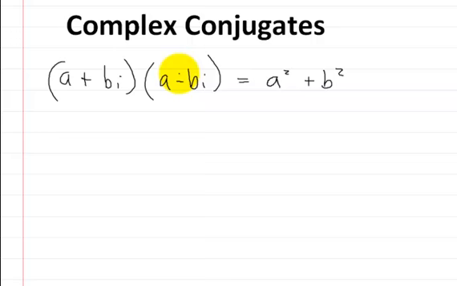So now let's do a quick example. Let's say we have the value of 2 plus 3i. If this is your value, the complex conjugate would just be 2 minus 3i. And that's how you would do that. Then you would just multiply it out to get the ending value.